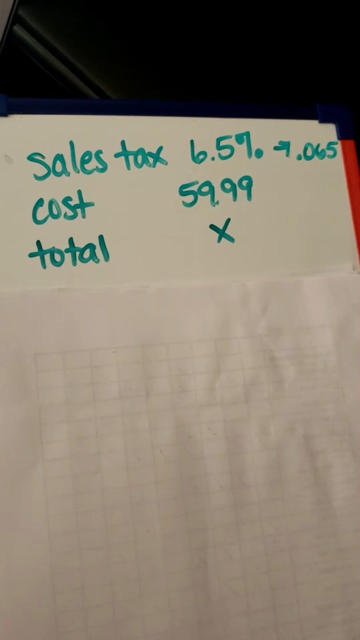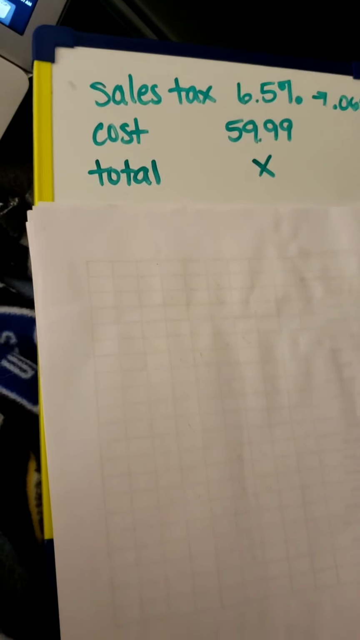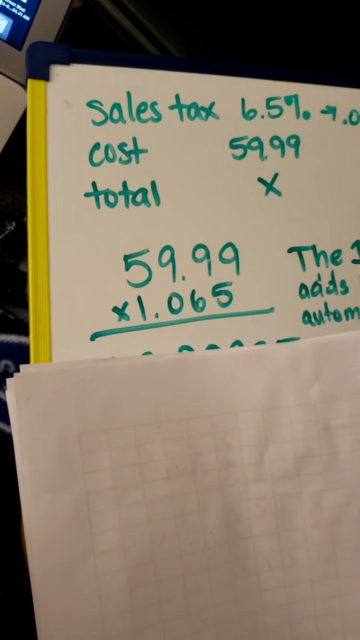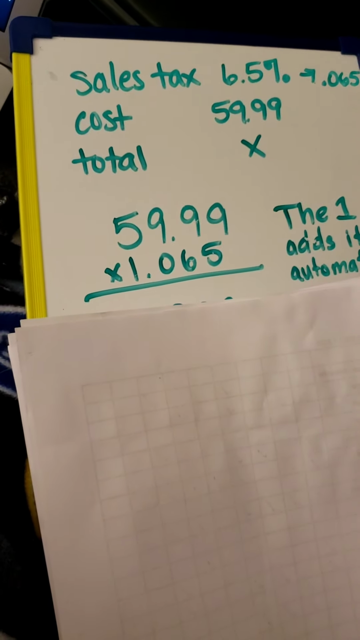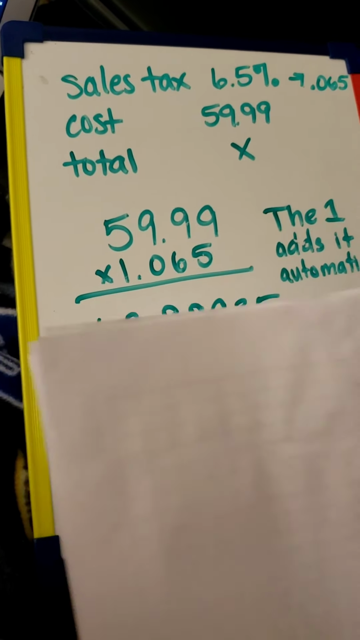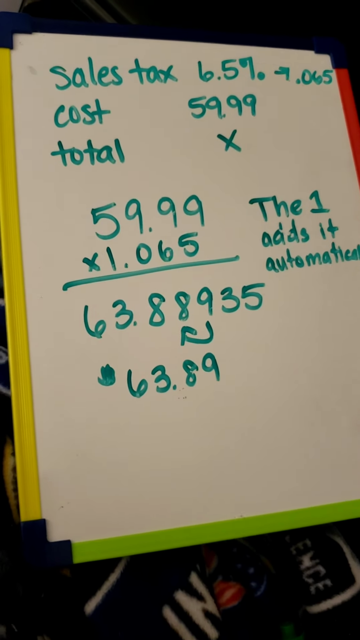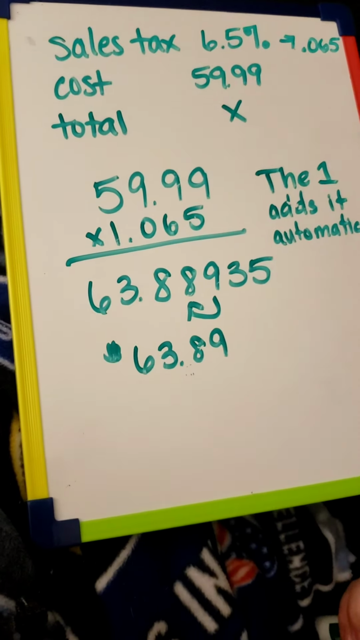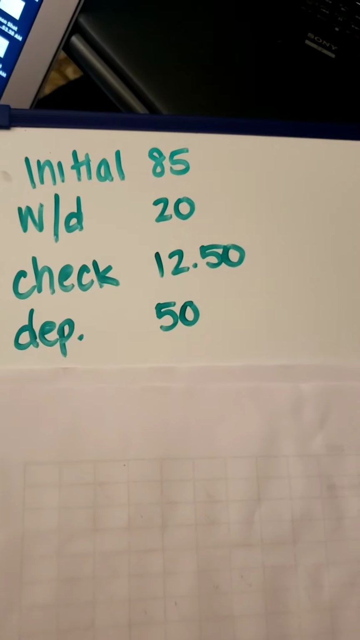Remember, we're working with sales tax, so that's going to add to the price, and so we're going to use a whole number as 1. We're going to put $59.99 times 1.065 into our calculator because 1 adds it automatically. And we're going to end up getting $63.89 for our answer.